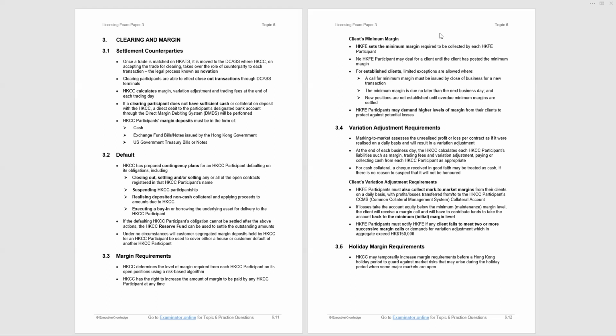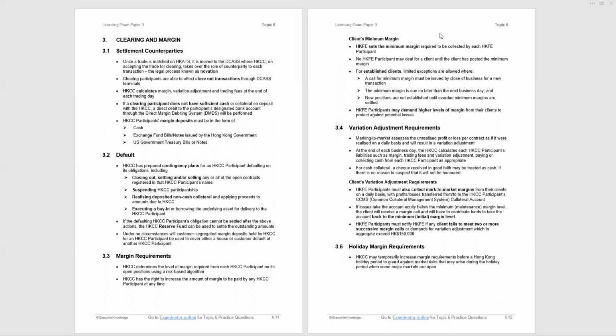If your equity position falls below the maintenance margin level, you'll get a margin call and you've got to pay more money in to take you back to the initial margin level. That's the mechanism you should be aware of.